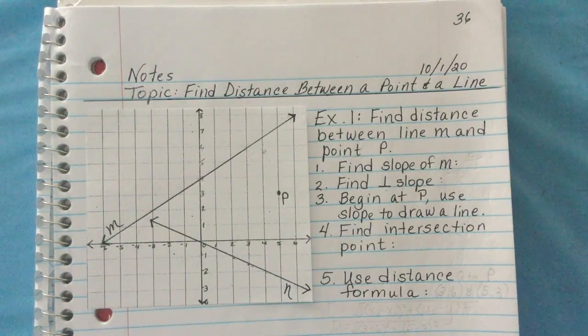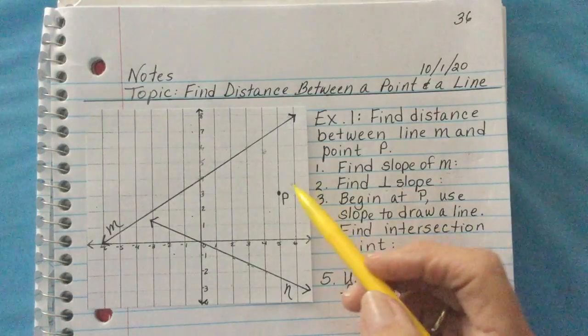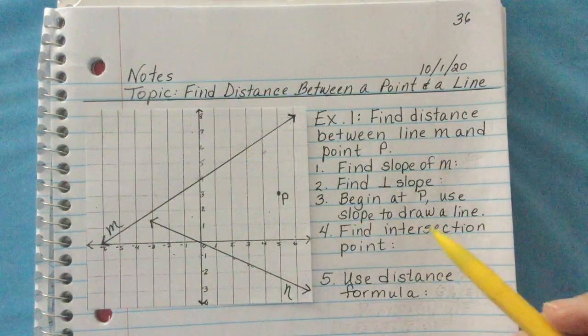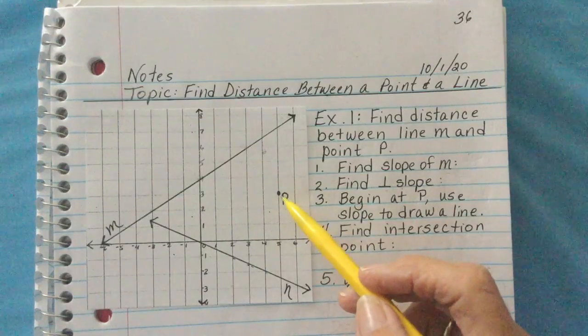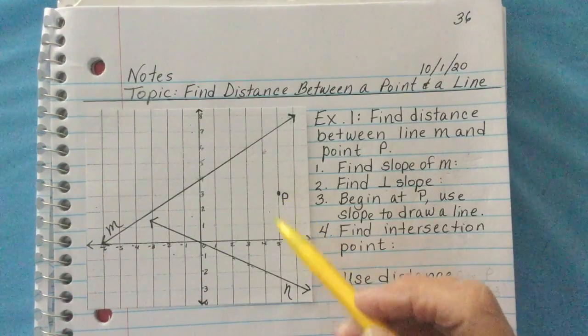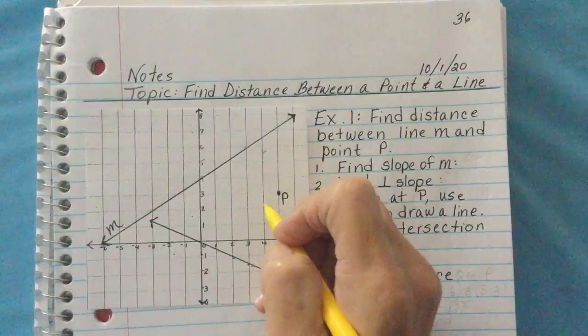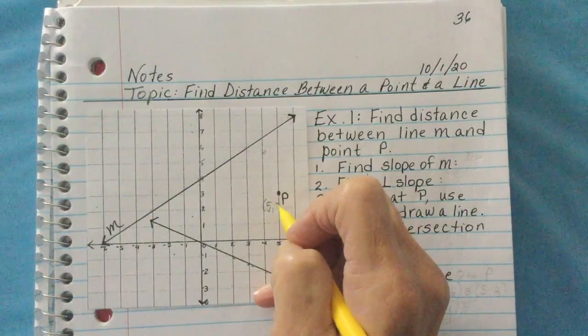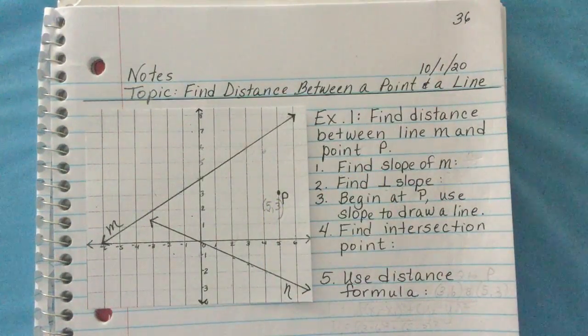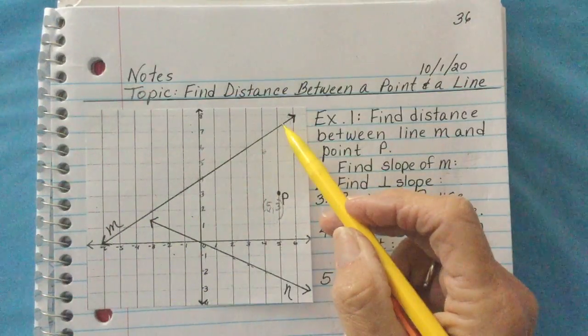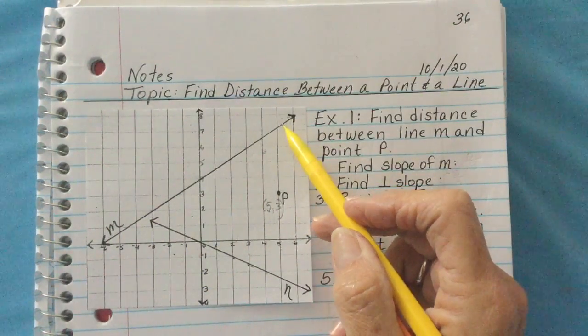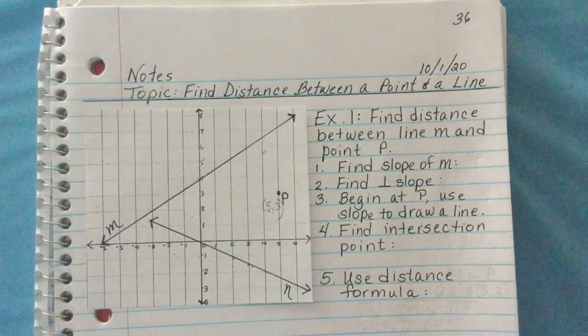Since we need a perpendicular line, and we're going to come from P, we're going to need a perpendicular line including point P. Point P is located at 5, 3. So we're going to find the slope of line M, and we're going to find a perpendicular slope through P.